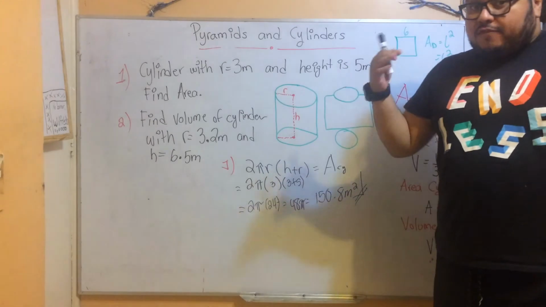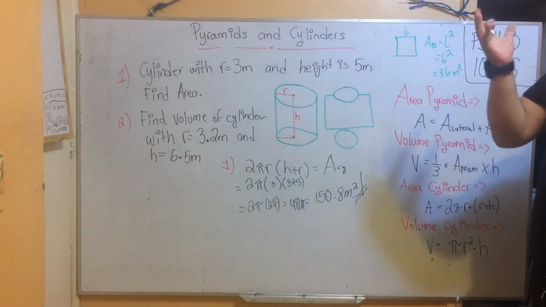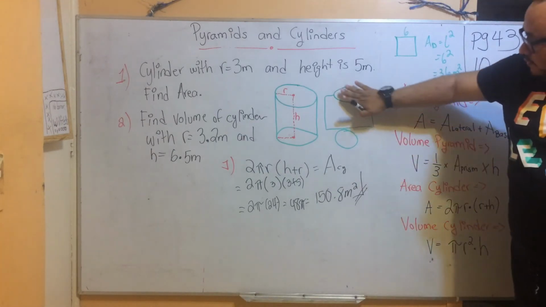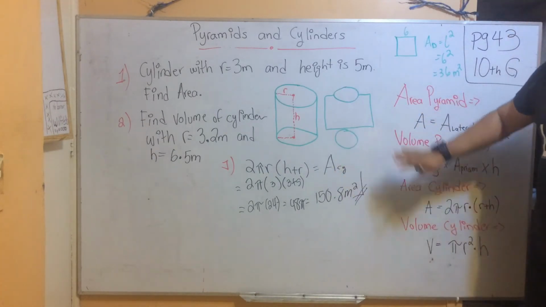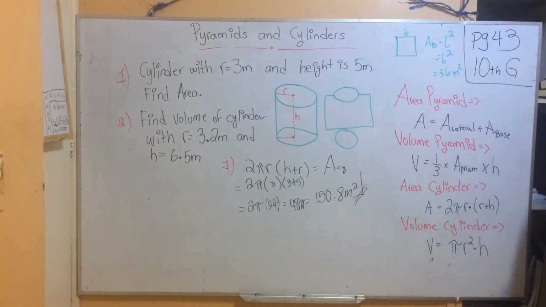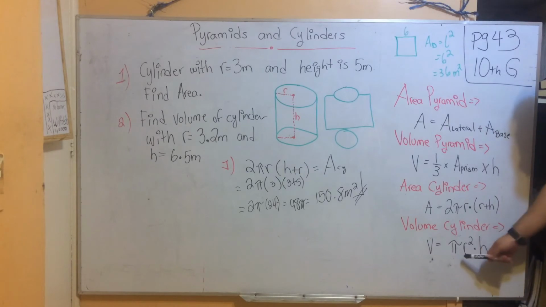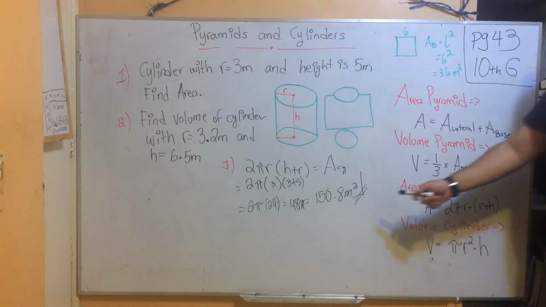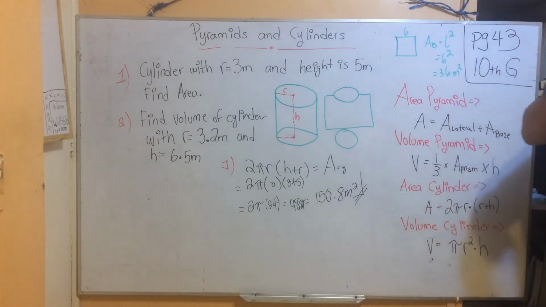Now, let's talk about the volume. The volume, remember, is all of the area inside. When we're talking about area, we're talking about the surface area of this circle and of the rectangular figure. When we're talking about the volume, we're talking about all of the area inside the cylinder. So we take the formula, pi r squared times height. Now remember, in areas we're talking about squared units, but in volume, we're talking about cube units.